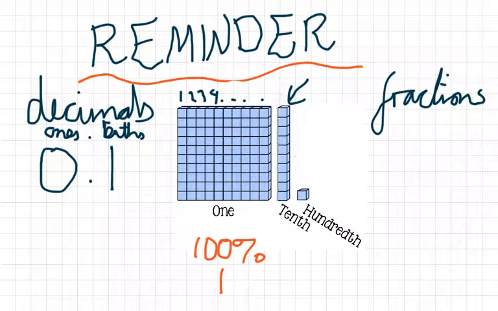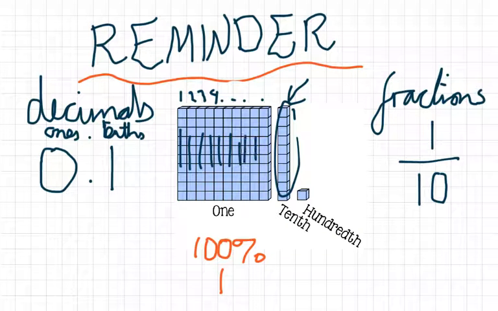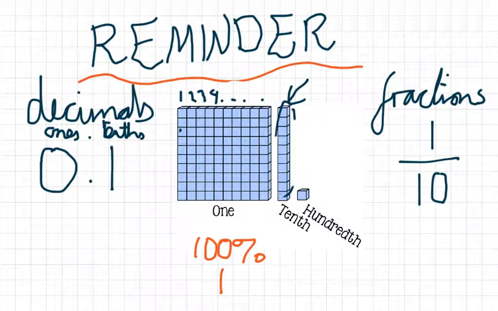As a fraction, that is 1/10, because I've got one of them out of a possible 10. So those values are equivalent. 0.1 is equivalent to 1/10. They have the same value, this value, in fact. That's a bit of a reminder.